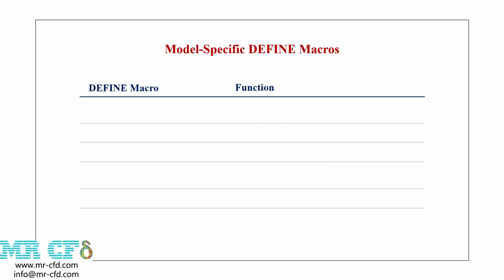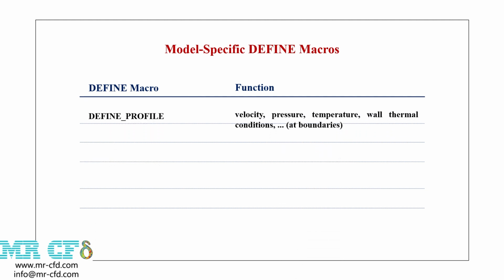Now we are going to introduce another group of macros. In this section we intend to introduce the model-specific defined macro. These macros are used to set parameters for a specific model in ANSYS Fluent. Here we introduce a few examples of defined macros specific to numerical models.